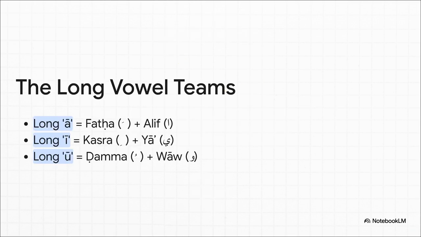It's the fatha right before the letter aleph, and this slide lays it out perfectly. The best way to think about it is like they're little teams. A fatha teams up with an aleph to make that long ah sound. A kasra joins a ya for a long e, and a dhamma pairs with a wav to make a long u.